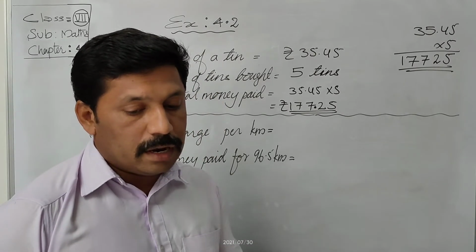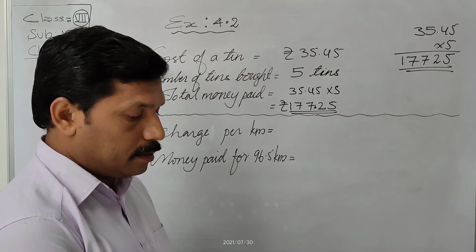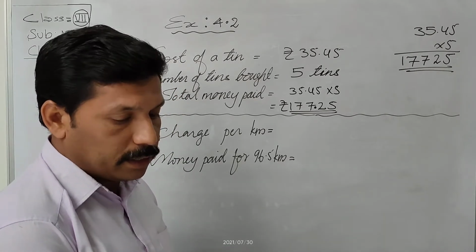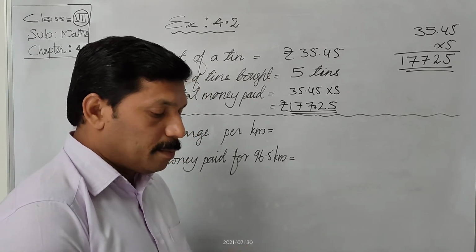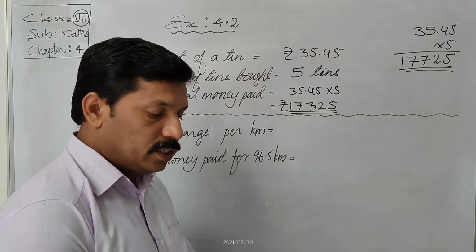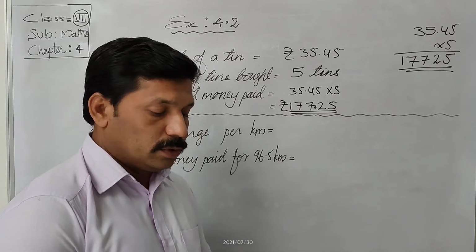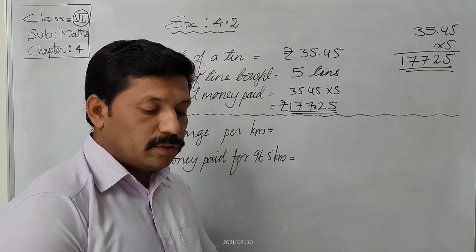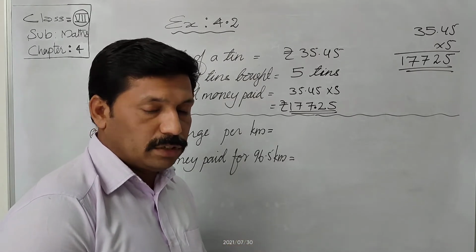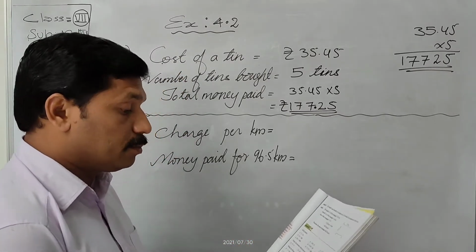Another question, question number 5. I think you can do that as homework. The price of a tube of paste is 95.25 rupees. Find the cost of 24 such tubes. One toothpaste cost is given, and it is 24 such toothpastes. It is multiplication only. You have to make the steps. Read the question carefully and make the steps yourself.